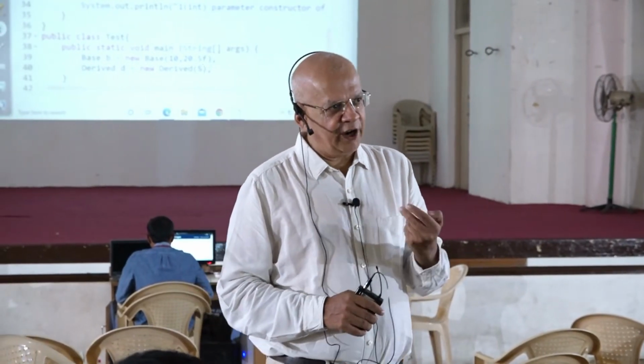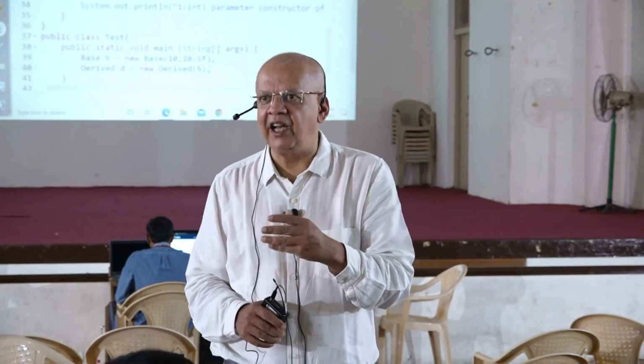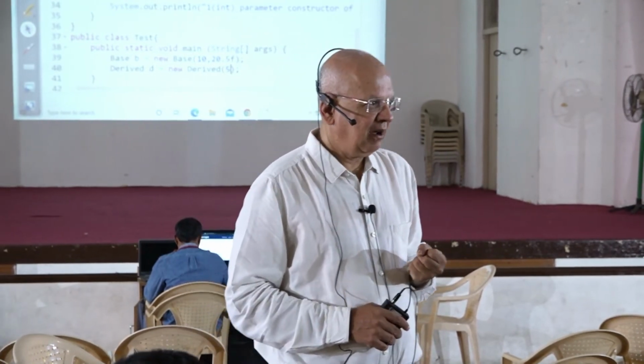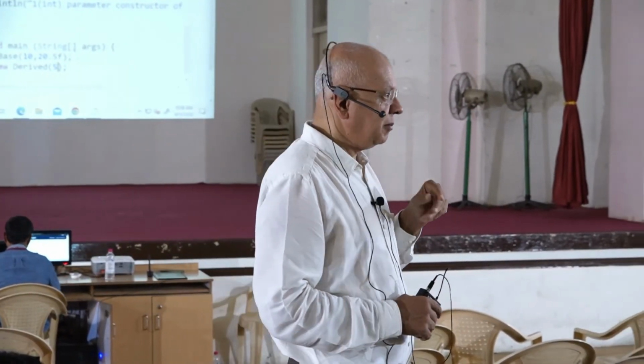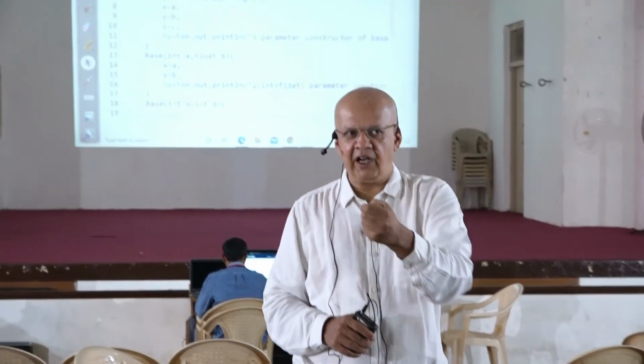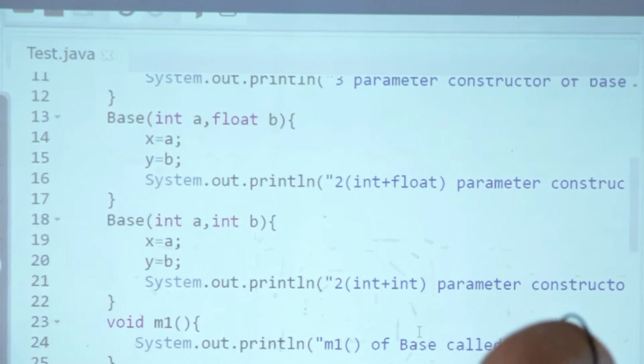Now the dilemma in front of the Java compiler is, I know how to create the derived object. My problem is, how should I create the base object? Tell me how to create the base object. Why is that a dilemma? Because you see, there are 3 constructors there for the base object. We added the 3 parameter constructor and the 2 parameter constructor. They are all there.